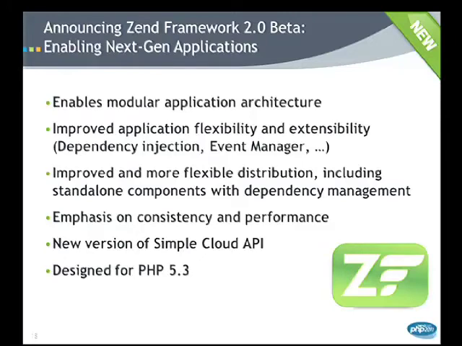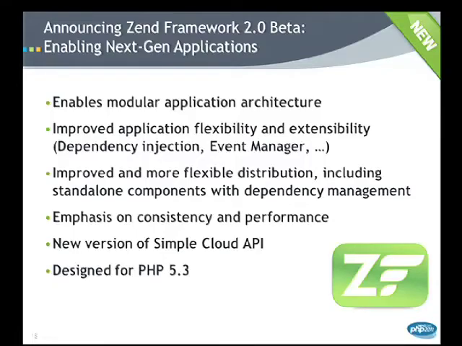Just a few more things around Framework 2. It's designed for PHP 5.3, so it takes advantage of namespaces, closures, really takes full advantage of 5.3. It is much, much faster. It is much more consistent. Typically, first versions of frameworks don't have full consistency. We've really made sure in Framework 2 we get full consistency. It's very extensible, and we are very excited about Framework 2 and where it's going.